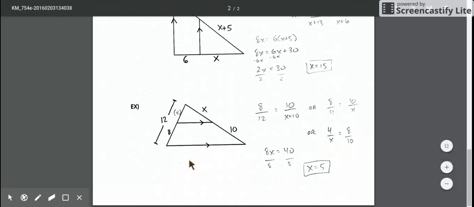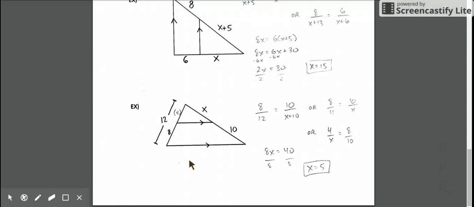All right, here's an example where we do need to compare the total because that would be the value given. So we can set it up saying I want to compare this bottom piece to the total. So I've got 8 to 12. So I need to make sure and set that equal to what corresponds over here on the other side. That would be 10 to x plus 10, the total over here.